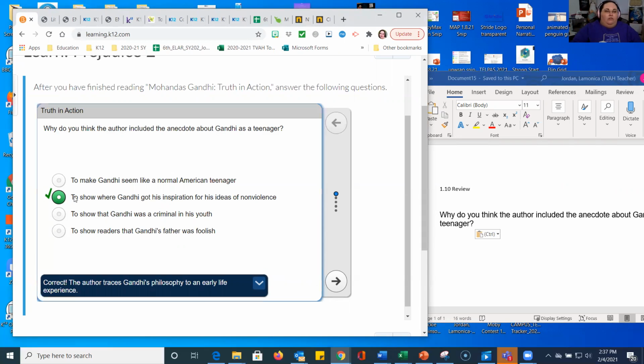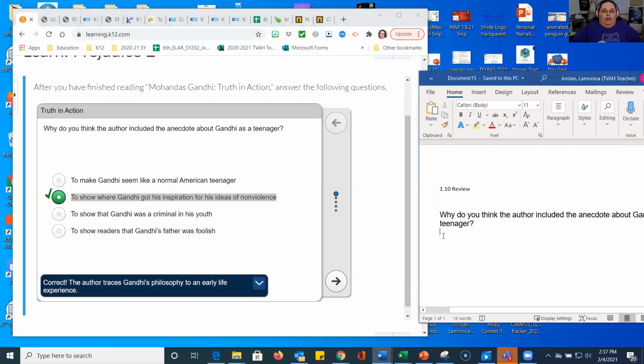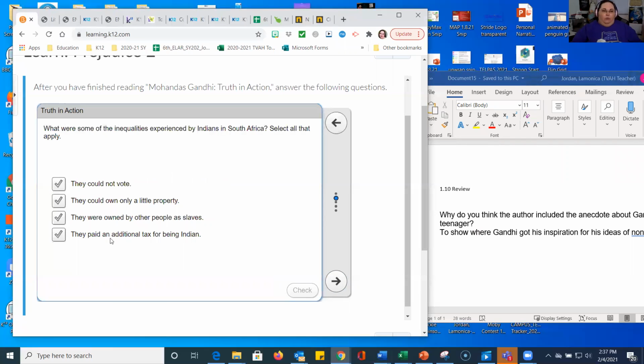So once you know the answer, double click, copy, and Control V for paste, or right click for paste. All right, that's number one, and you can number it number one, whatever. Go to the next one.